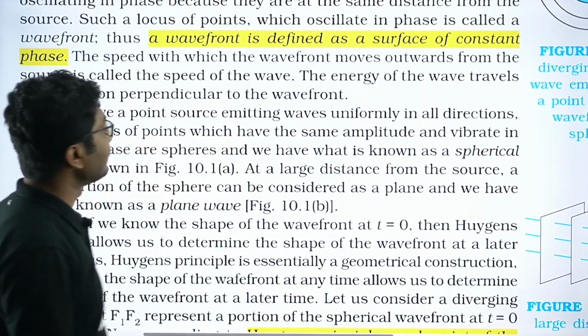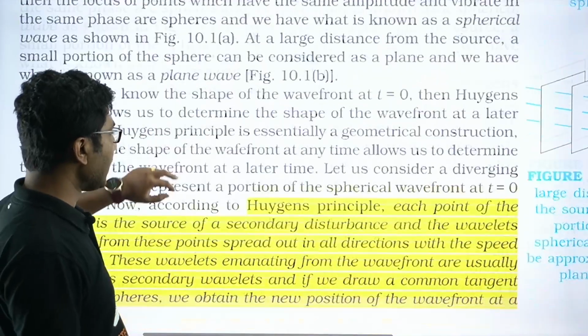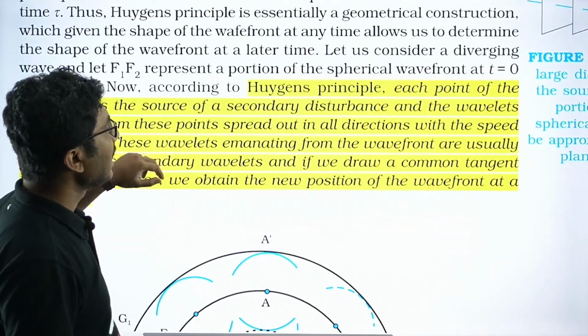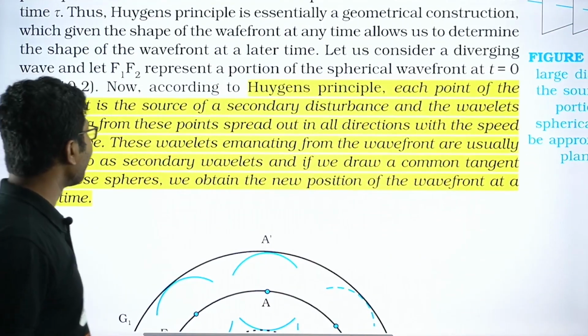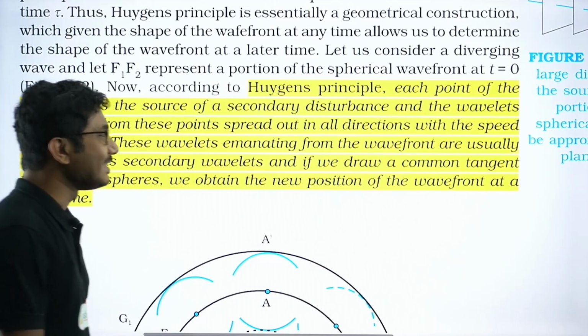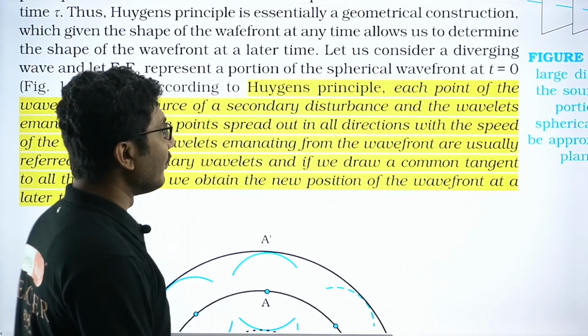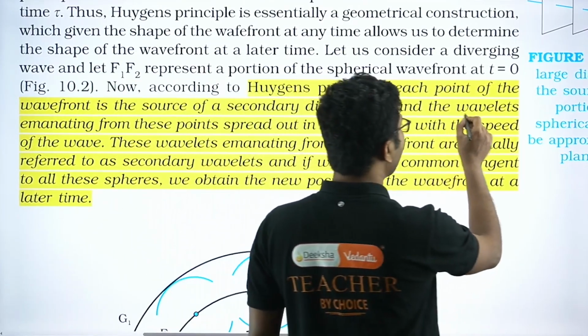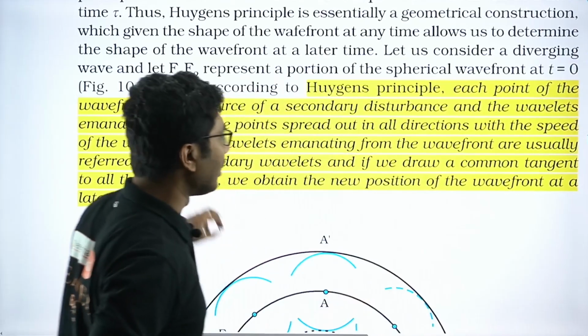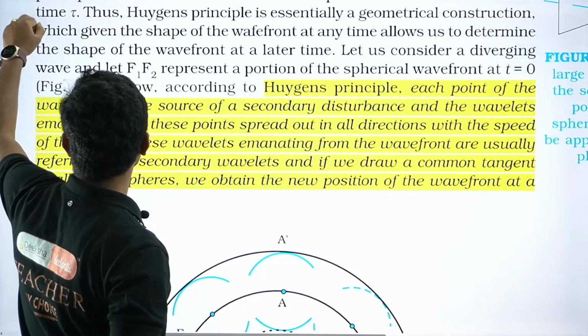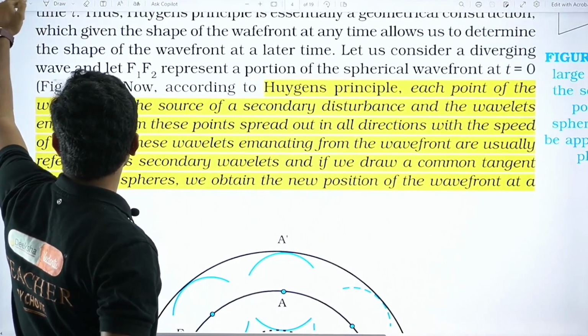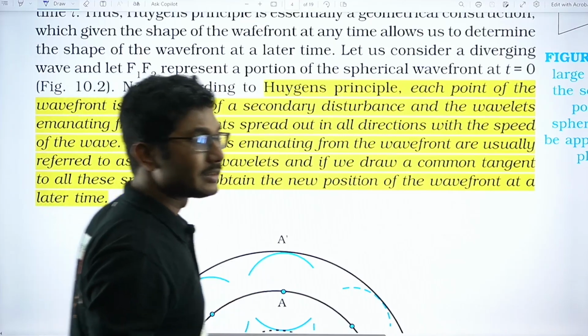So this is a basic example of wavefront. Now let's look into the Huygens principle. Each point of the wavefront is the source of secondary disturbance, the wavelet. Wavelet means the small waves which are generated from the wavefront. Okay, wavelet means child of wavefront.